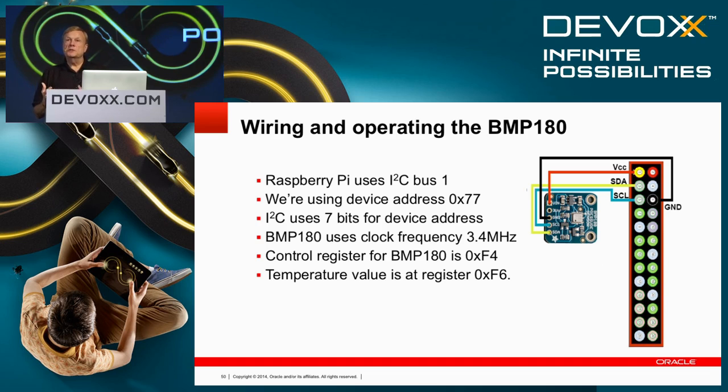Now I2C uses 7 bits for device addressing, and it uses a clock. The BMP 180, our temperature sensor, uses a clock speed of 3.4 megahertz. And the control register, I'm going to tell you what that is in a second, but the control register for the BMP 180 is hex F4. And the temperature value, if I want to know what the temperature is that it's reading, that's at register F6. So these I2C devices, this particular one, has registers that I can read and write into. So I'm writing into one to say, give me the temperature, and I'm reading one to read the temperature.